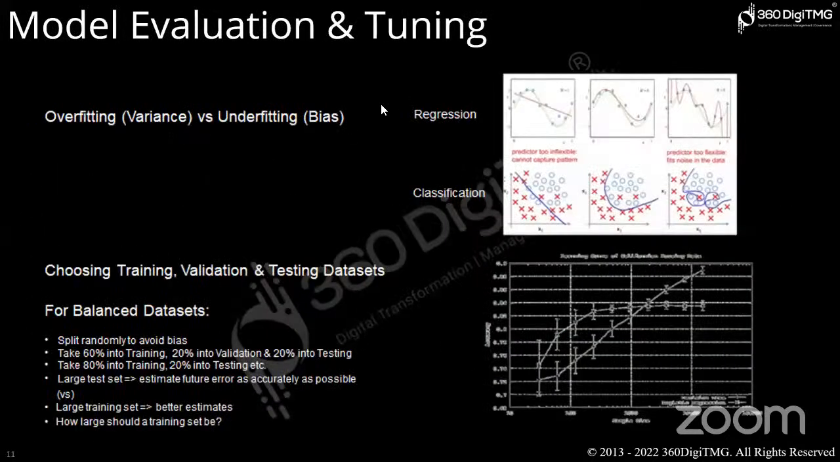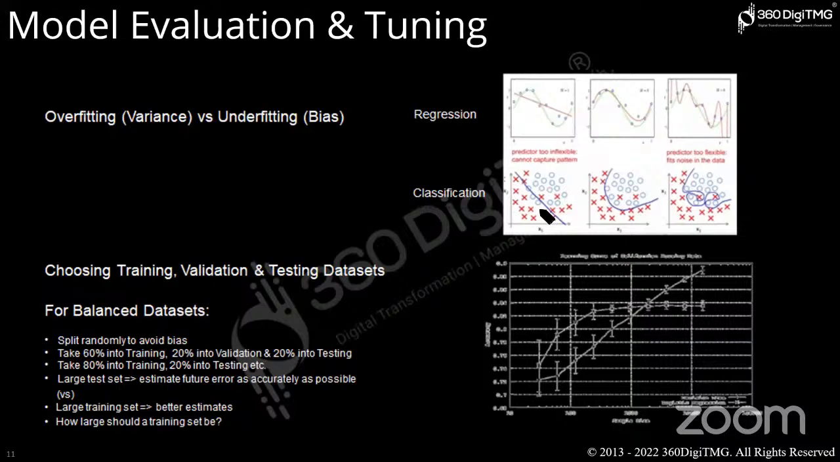Then in our agenda, we were also discussing model evaluation and tuning. So here, this is the representation of our regression model. And this is how things happen in the classification model, right? Here, what is happening is the prediction is too inflexible. We cannot capture the patterns over here. And see here, there is too much noise in the data.